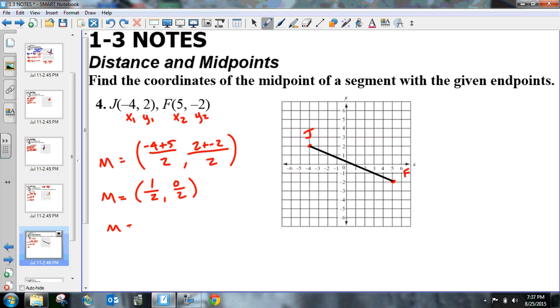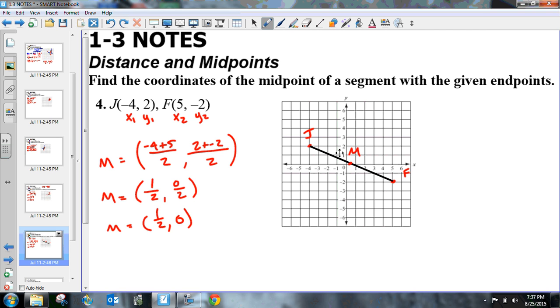So let's try this out. We got 1 half, leave it like that, and then 0 over 2, that's just 0. Okay, let's plot that point. About one... check that out. That's on the graph. That's on the line. Looks pretty good. Okay, JMMF.